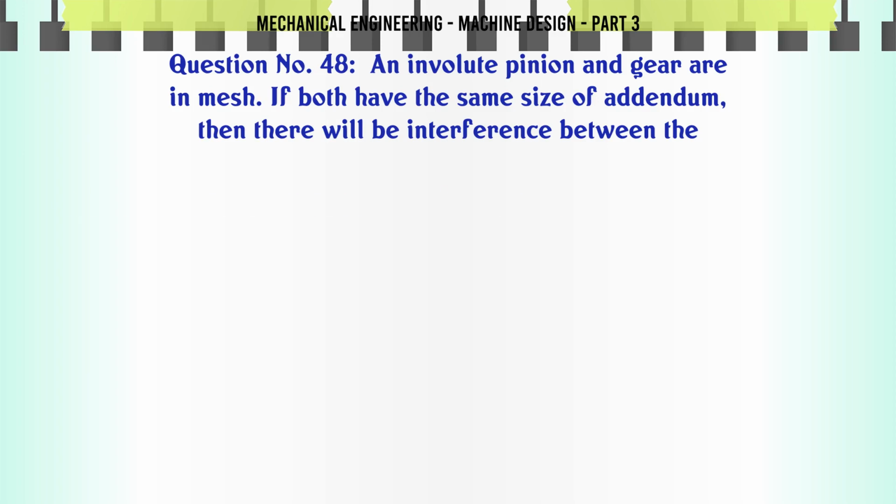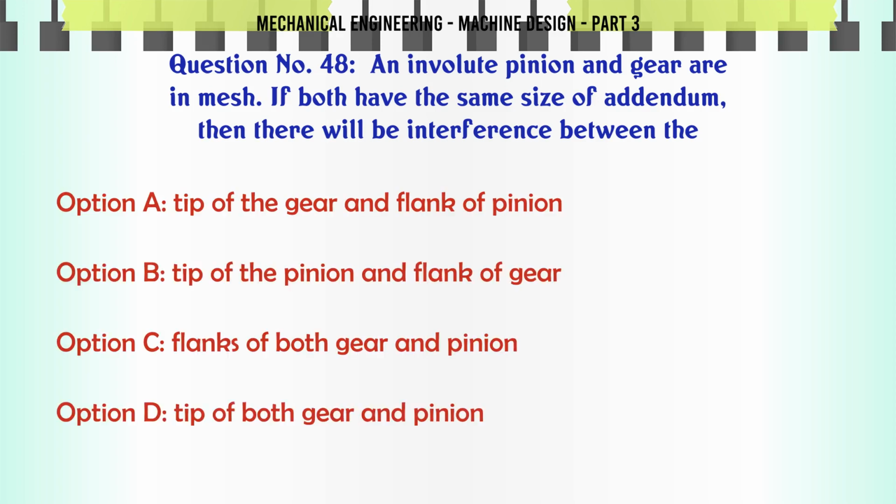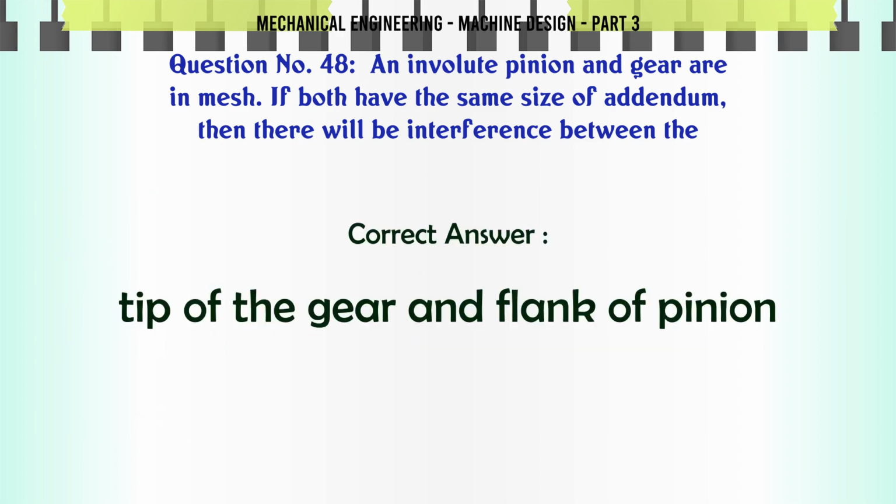An involute pinion and gear are in mesh. If both have the same size of addendum, then there will be interference between the A. Tip of the gear and flank of pinion. B. Tip of the pinion and flank of gear. C. Flanks of both gear and pinion. D. Tip of both gear and pinion. The correct answer is tip of the gear and flank of pinion.